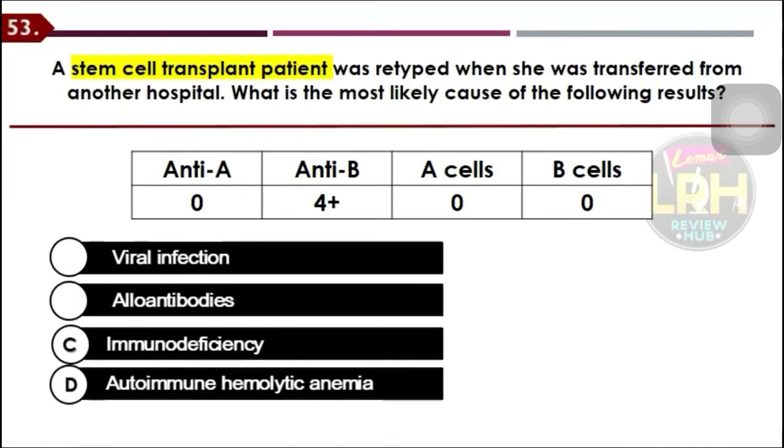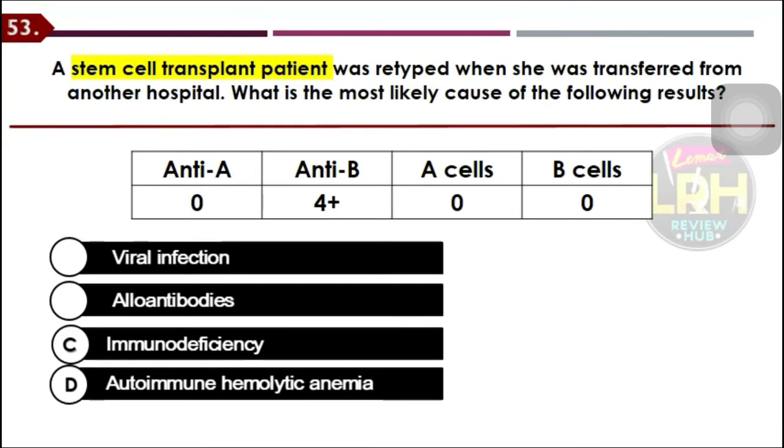Next, number 53. A stem cell transplant patient was retyped when she was transferred from another hospital. What is the most likely cause of the following results? Again, a stem cell transplant patient. If you will notice, it reacted in the forward typing, strongly reacting with anti-A. Right, in the forward typing. But there is still no reaction in the reverse typing. Again, these are still missing or weak antibodies.